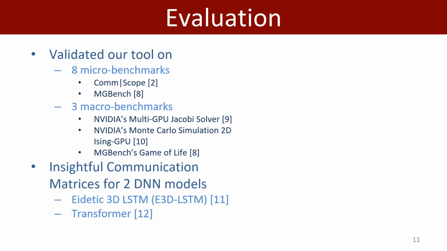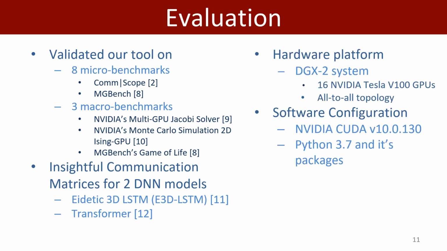ComScribe is evaluated on 8 micro and 3 macro benchmarks. We also study the communication matrices for 2 deep neural network models. For evaluation, we used a DGX-2 system that has a total of 16 GPUs with an all-to-all topology. ComScribe is implemented using Python and we ran applications with CUDA version 10.